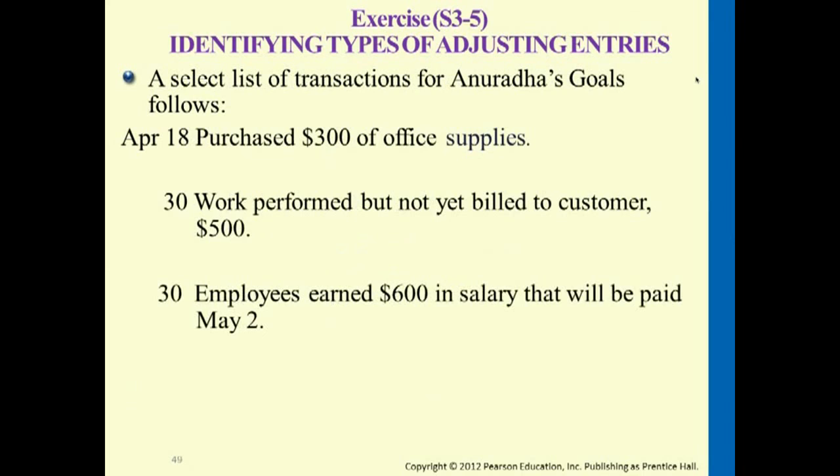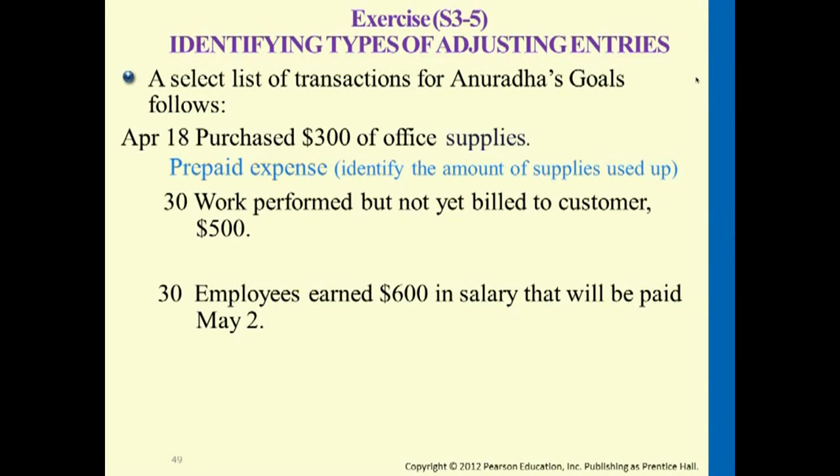All right, there's a few more. April 18th, we purchased $300 of office supplies. So what happens at the end of the month? At the end of the month, we want to know whether or not we still have $300 worth of supplies, right? So this again is considered prepayments.